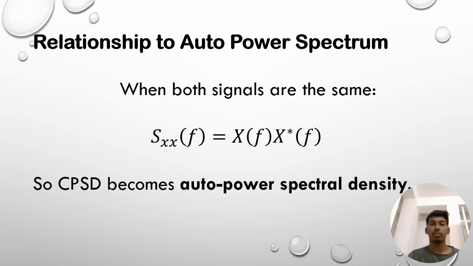Relationship to the auto power spectrum. When both signals are the same, here we are taking the signal x and another signal also x, we can represent Sxx of f as X of f into X conjugate of f. Here X is the real term, and this is the conjugate term. So the cross power spectral density becomes the auto power spectral density.